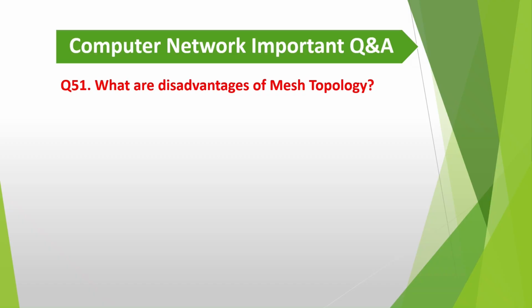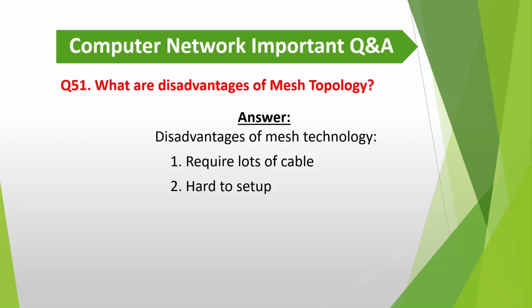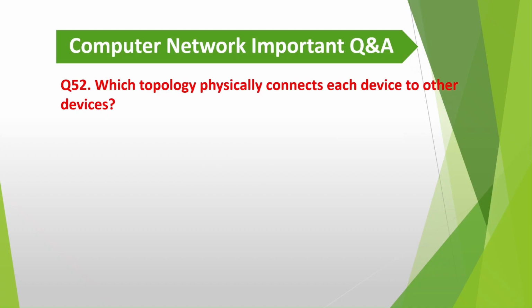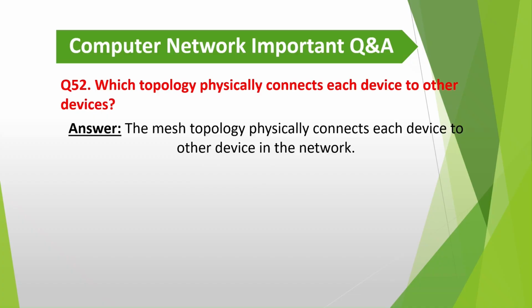Question 51. What are disadvantages of mesh topology? Answer. Disadvantages of mesh technology. 1. Require lots of cable. 2. Hard to set up. Question 52. Which topology physically connects each device to other devices? Answer. The mesh topology physically connects each device to other device in the network.